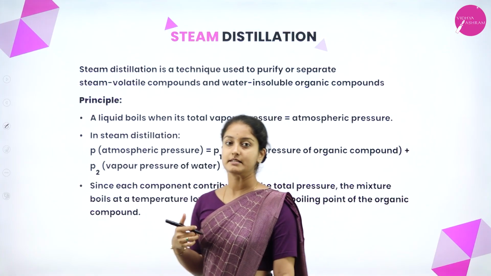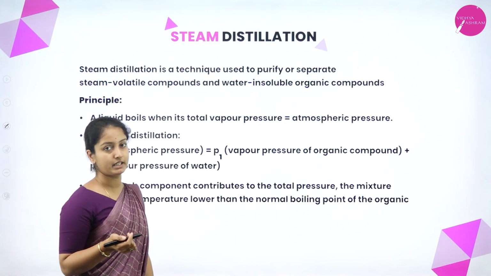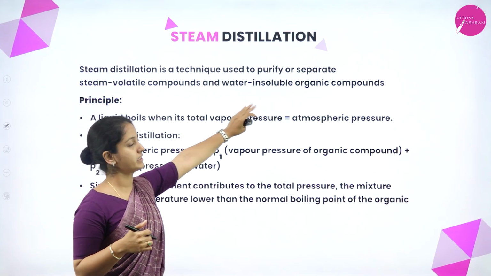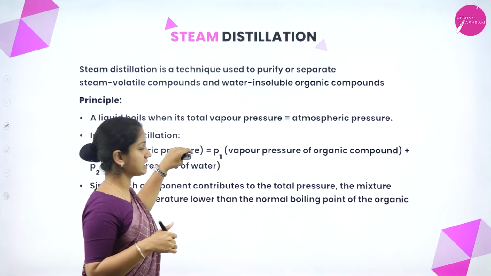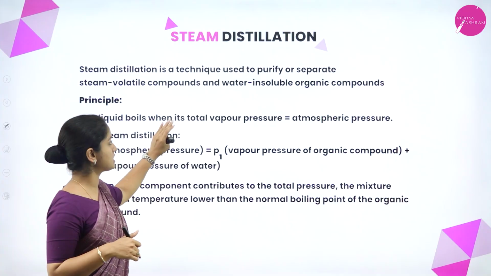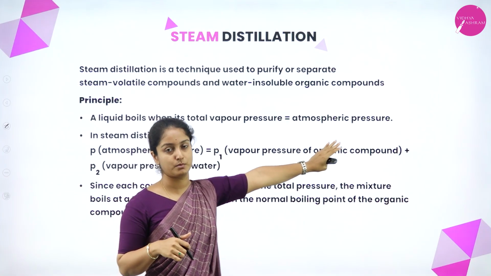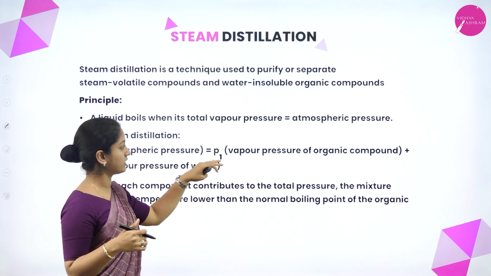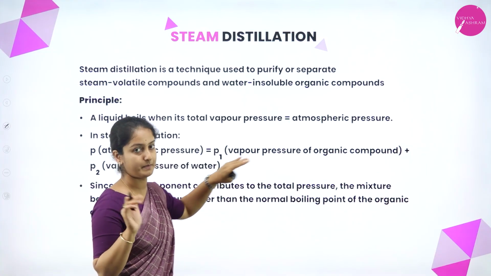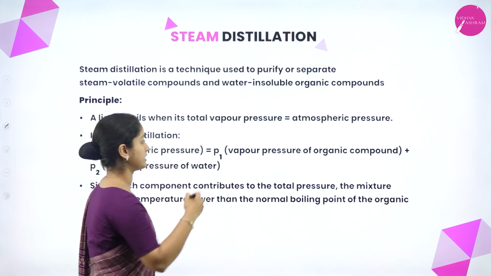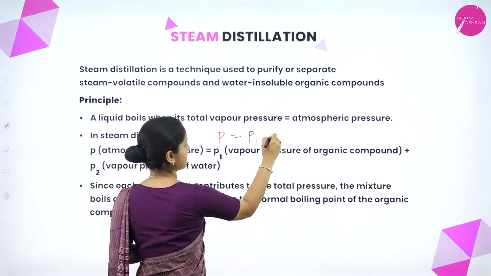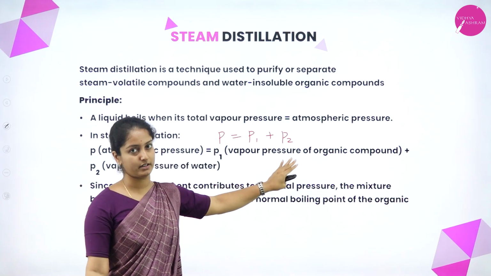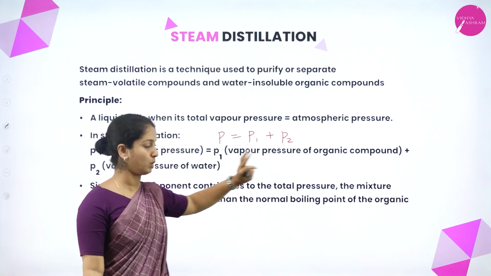The other technique is steam distillation. Steam distillation is a technique used to purify or separate steam volatile compounds and water insoluble organic compounds. The basic principle used here is that a liquid boils when its total vapor pressure is equal to atmospheric pressure. In steam distillation, atmospheric pressure is equal to the vapor pressure of the organic compound plus the vapor pressure of water. So that is P equals P1 plus P2, where P represents atmospheric pressure, P1 represents the vapor pressure of the organic compound, and P2 represents the vapor pressure of water.